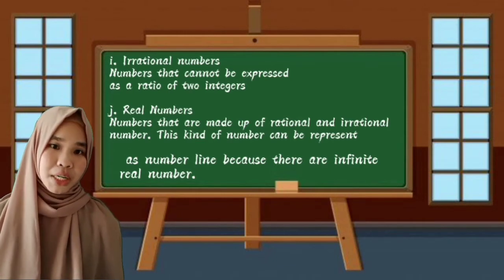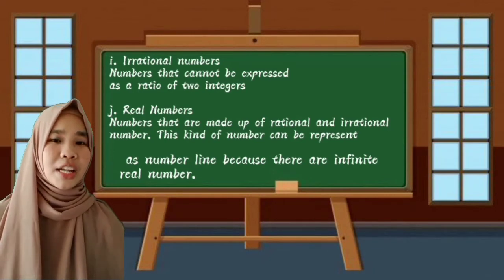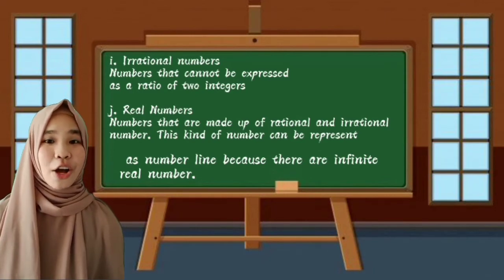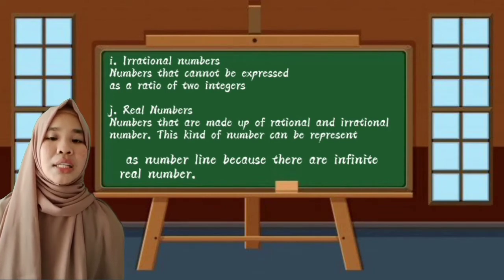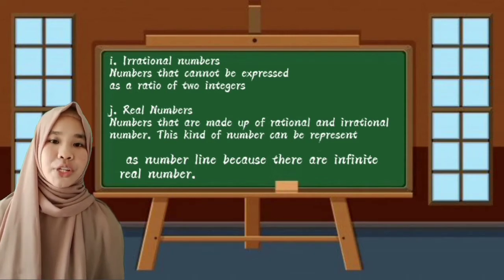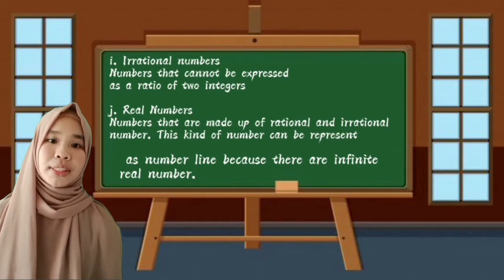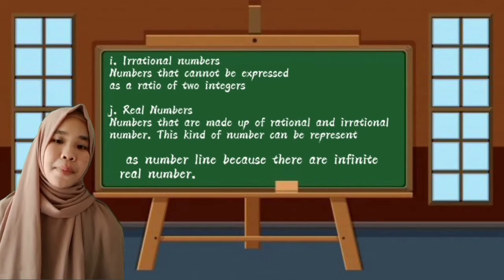J, real numbers. Numbers that are made up of rational and irrational numbers. This kind of number can be represented on a number line because there are infinite numbers. Based on the definition of each number, it can be concluded that all those numbers are related to each other, making the system called real numbers.